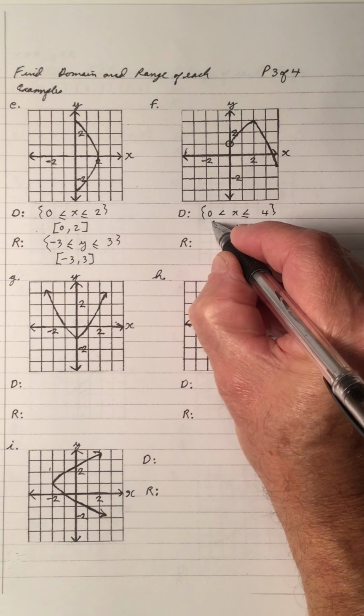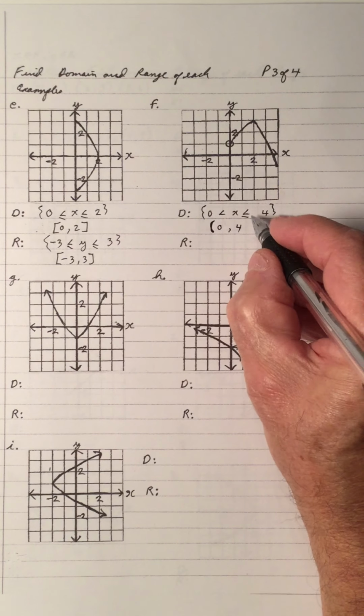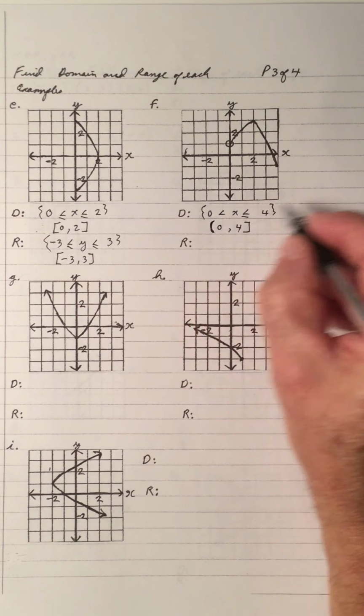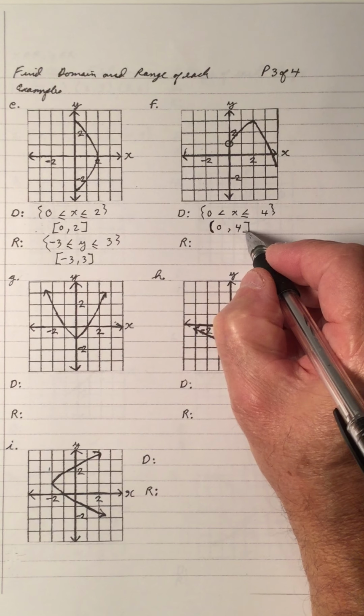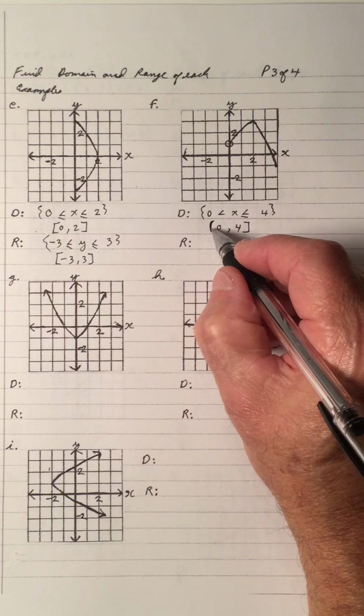And now we've got 0 going to 4. 0 is not included, so it's a round bracket, an arc. And this one is a square bracket. So this one means the 4 is included because it's a solid dot. This one means the 0 is not included.